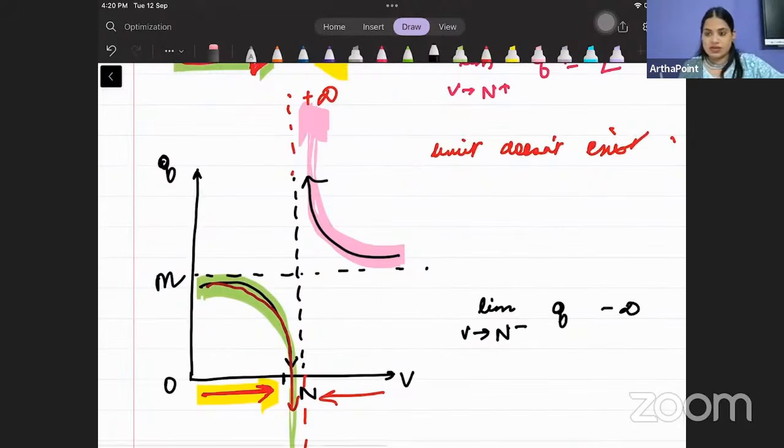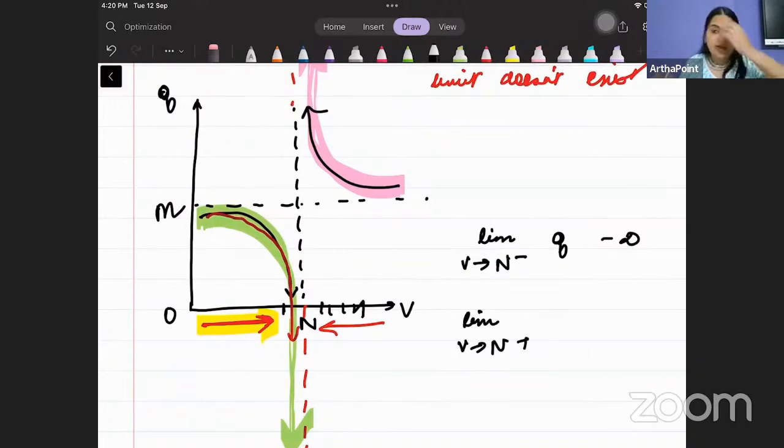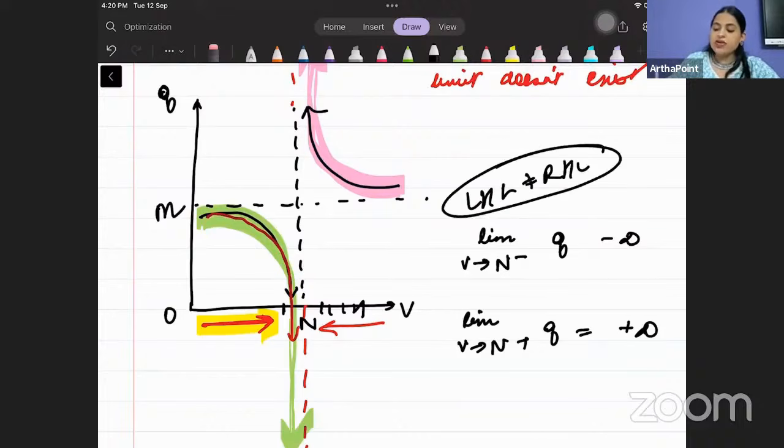Q is approaching minus infinity. And when I'm approaching this N from the right hand side, मतलब N की ज़्यादा वाली values है ना ये सारी, so N plus, then beta my Q is going towards plus infinity. So they are not meeting. They have different values. This again shows us that left hand limit is not equal to right hand limit. So limit does not exist.